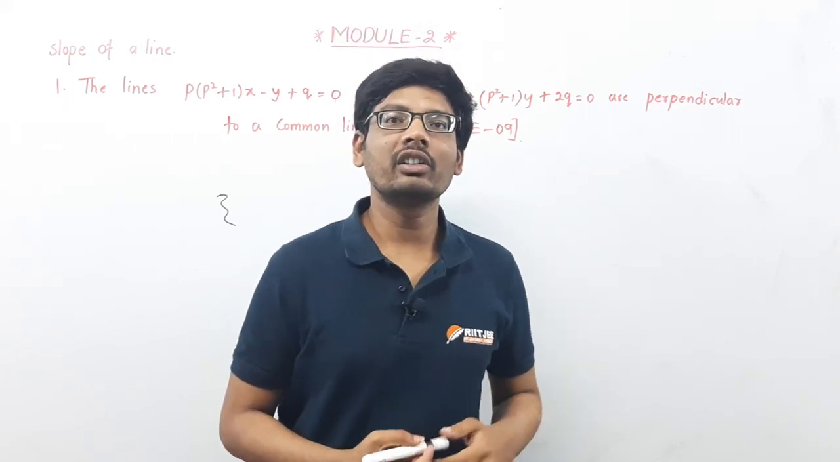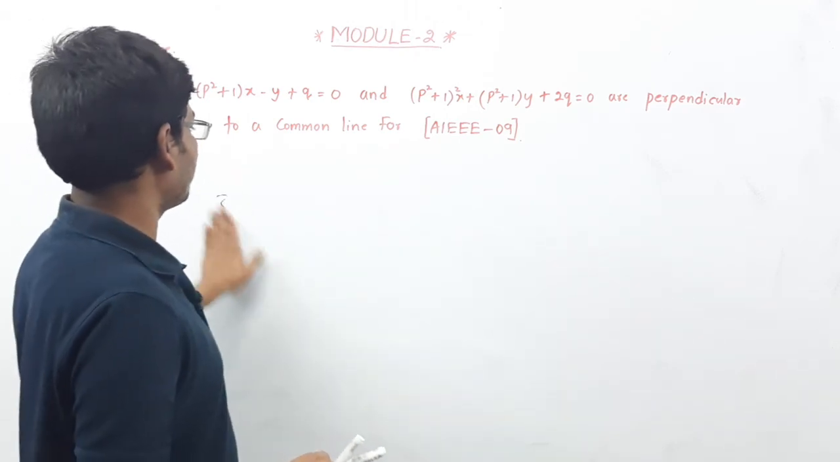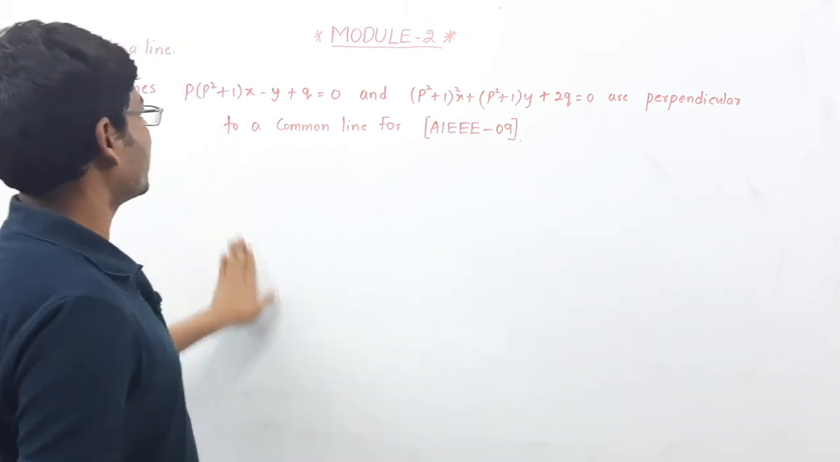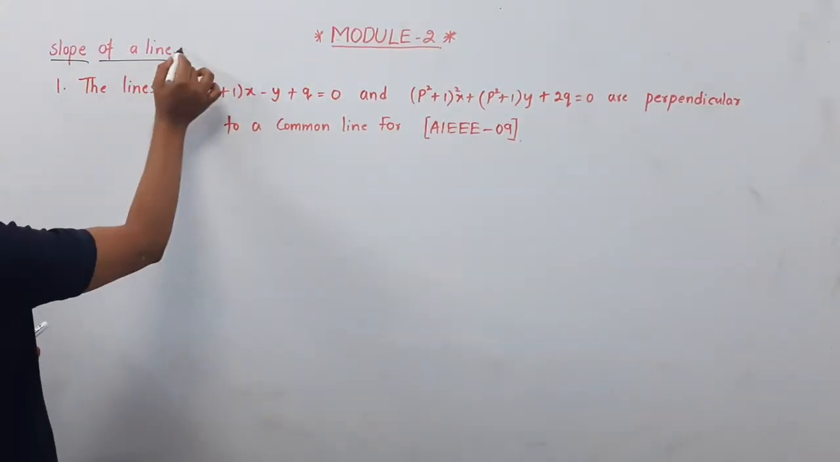Welcome to Reggie. Now we are continuing the chapter straight lines here. In this chapter we are starting module 2. In module 2 the first topic name is slope of a line.